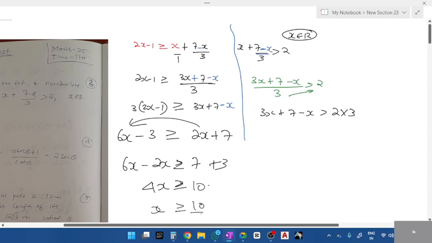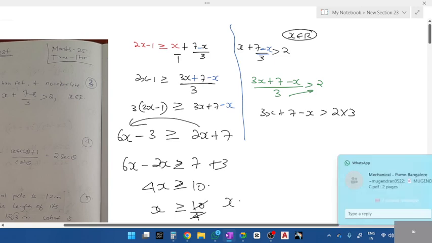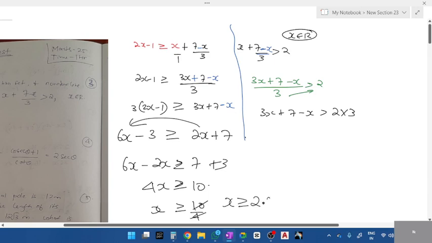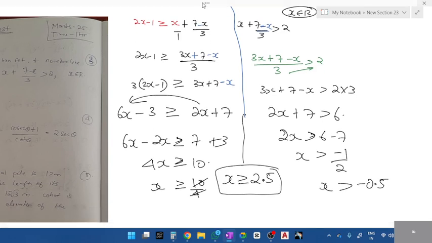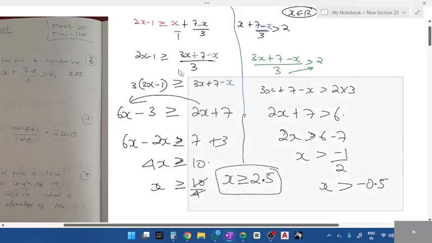X is greater than equal to 10 divided by 4, 5 by 2. Yeah, 5 by 2 convert into decimal. 2.5. Did you get 2.5? So here you get 2x plus 7 is greater than 6. 2x is greater than 6 minus 7. X is greater than 6 minus 7 is minus 1 by 2. How much is minus 1 by 2, students? Yes, minus 0.5. So where will the value stay? Naomi, did you get 2.5 greater than equal to 2.5? Anyways, I'll check. I'll correct it.